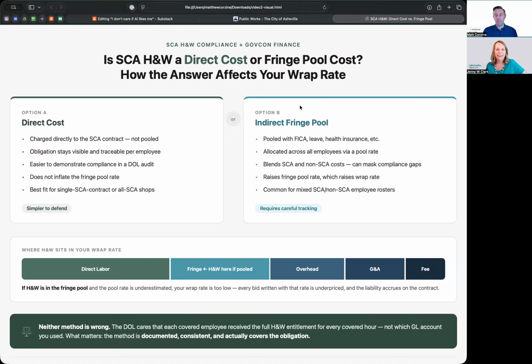I am the founder of SimpleFringe. SimpleFringe is a software platform designed to help government contractors with SCA contracts better administer the health and welfare, or the fringe portion of those SCA requirements. And I'm joined today by Jenny Clark with Solvability.